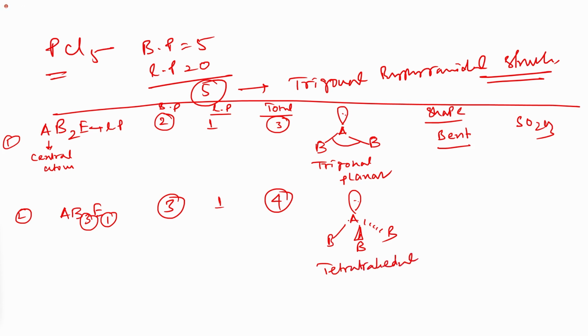Okay, the structure is a tetrahedron, and the shape will be trigonal pyramidal. Trigonal pyramidal or tetrahedral, it is the same. For example, NH3.